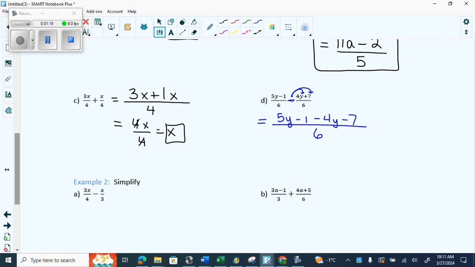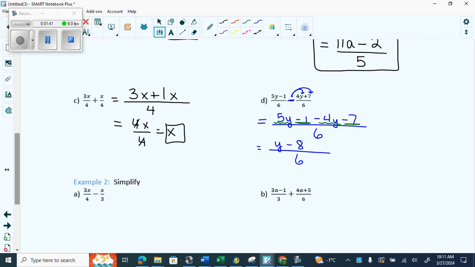Now I collect like terms and I use yams and nothings. So I have 5 yams. I subtract 4 yams. How many yams do I currently have? 1 yam. And then I have negative 1 nothings minus 7 nothings. How many nothings do I have? 8.